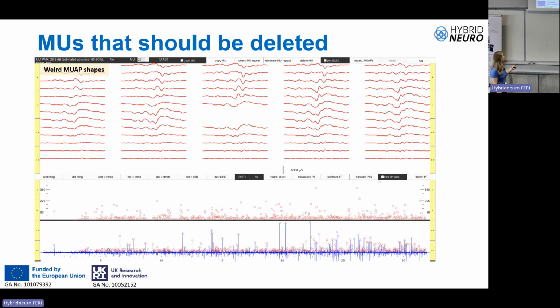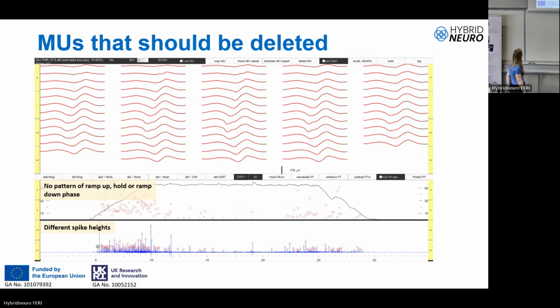Not only does it not have a regular firing pattern, it also doesn't have regular, semi-similar amplitudes in the pulse train. It also has very weird motor unit action potential shapes. And here is also another example of a motor unit that should be deleted. We don't have a pattern of ramp up, hold, or ramp down phase, and also spike heights are very different.